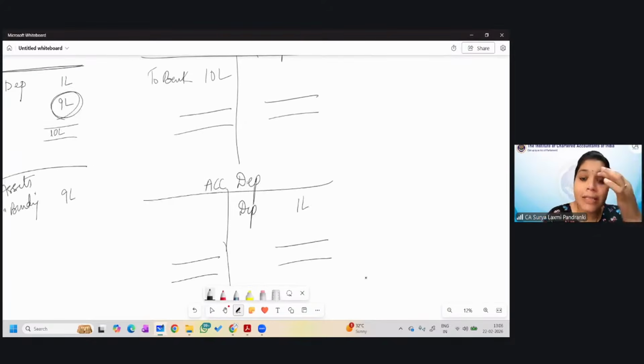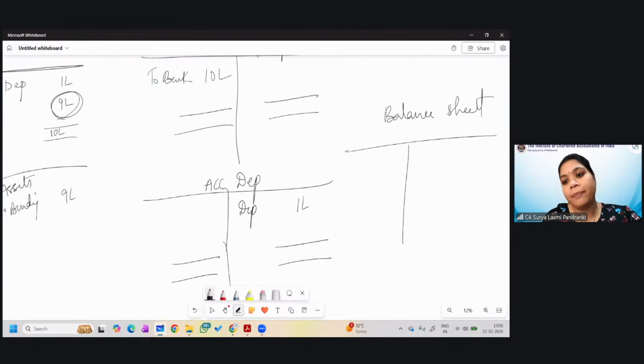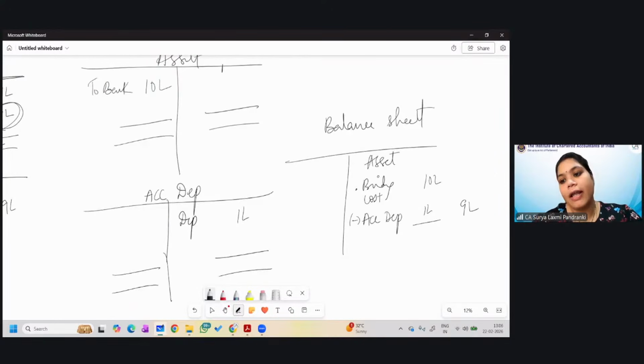Now, how will you present this in your balance sheet? That is again a question, no? Let us see that balance sheet. In the balance sheet, you have assets. You will write building cost 10 lakhs minus accumulated depreciation 1 lakh, final figure 9.